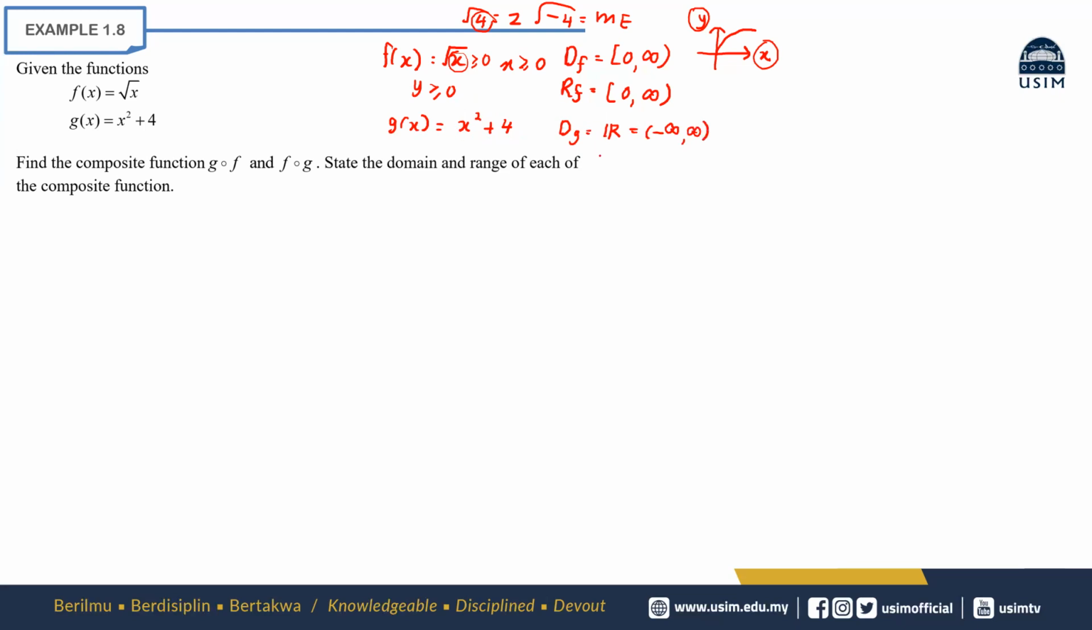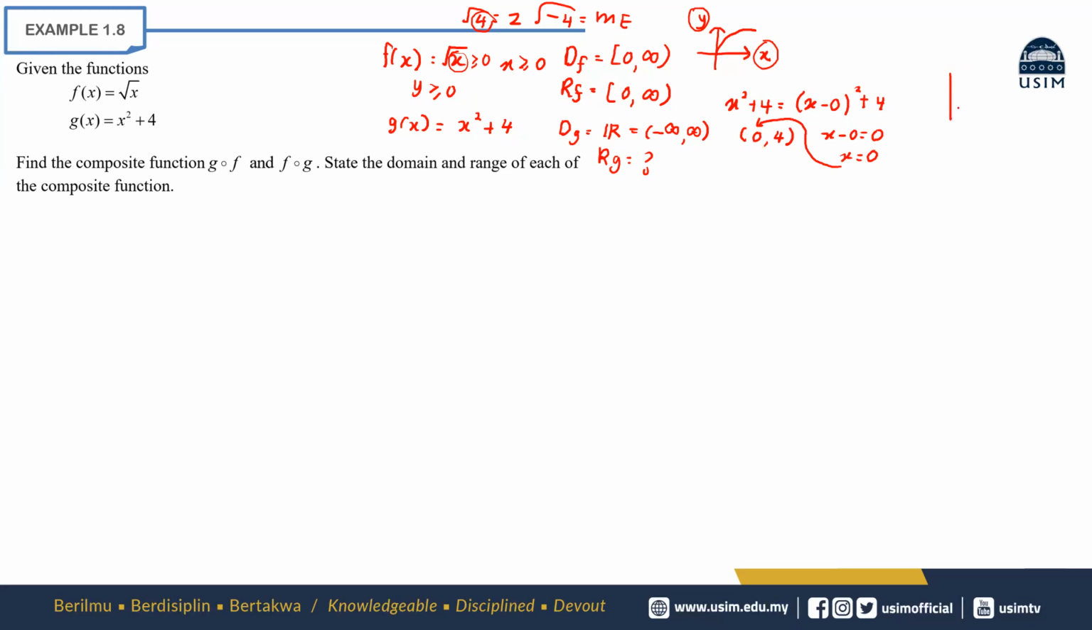How about the range of g? How to find the range here? Look at x squared plus 4. You have to complete the square, but there is no x term here. So x squared plus 4 is equal to (x minus 0) squared plus 4. So our minimum point is (0, 4). How do we get 0? x minus 0 is equal to 0, x equals 0. That's why we get (0, 4).